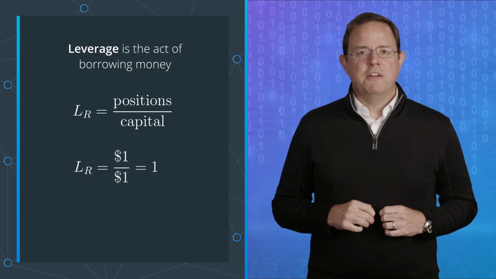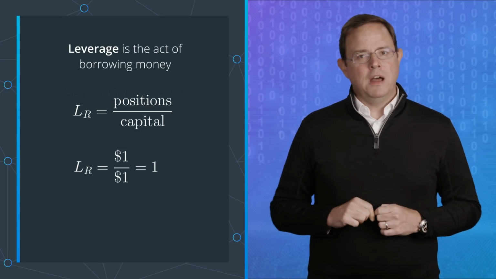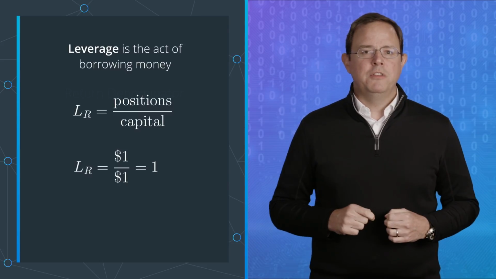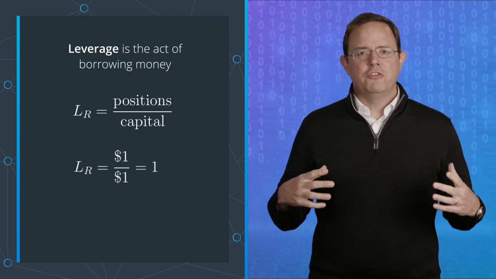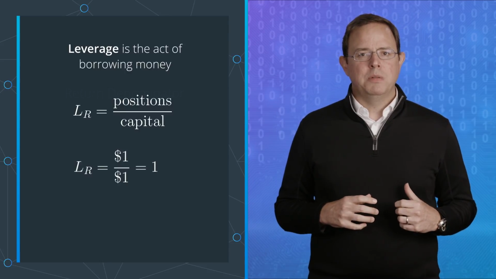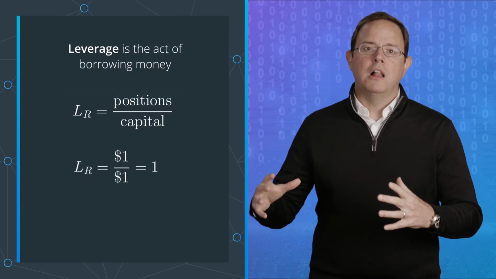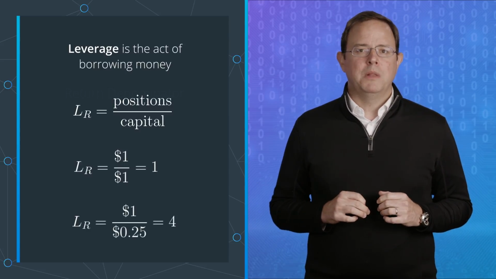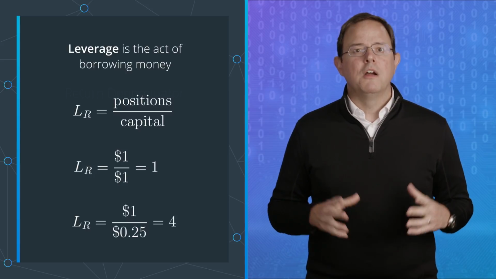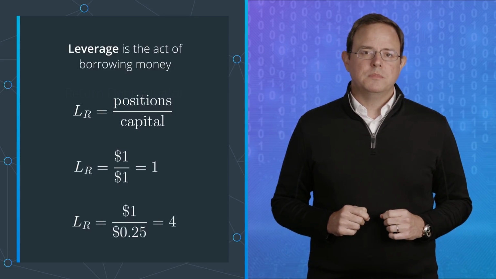When we increase leverage by putting less than $1 of capital against $1 of positions, the leverage ratio increases. A leverage ratio of 1 means we apply $1 of capital for $1 of positions. A leverage ratio of 4 means we apply 25 cents of capital for $1 of positions. In research, we are looking at the return of the normalized alpha factor. The denominator is 1, which implies a leverage ratio of 1.